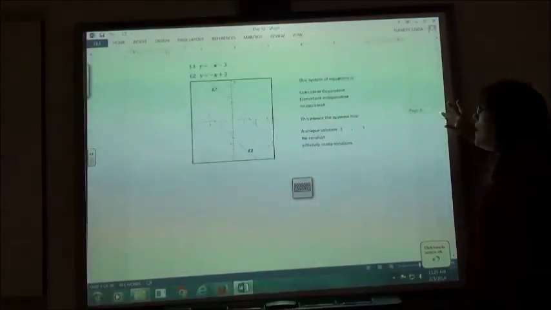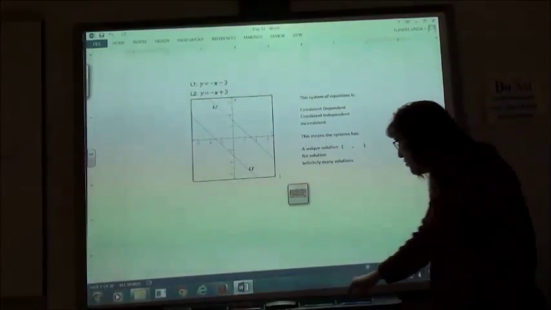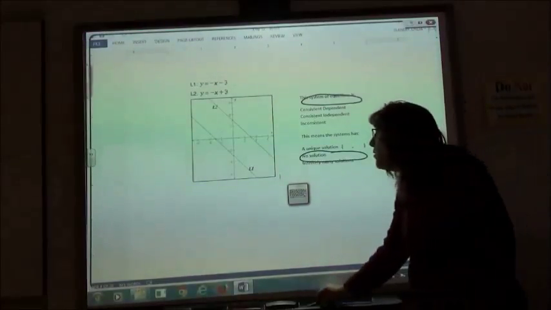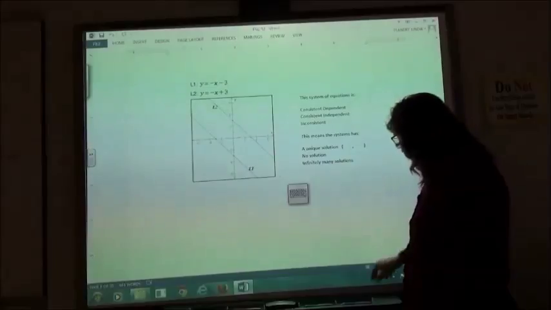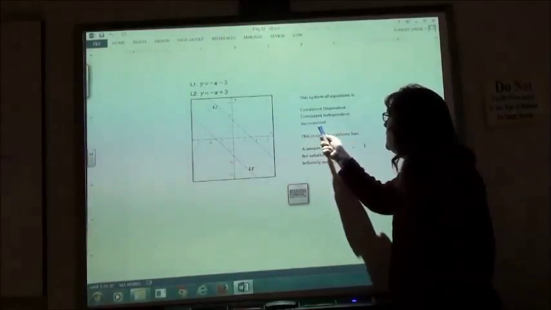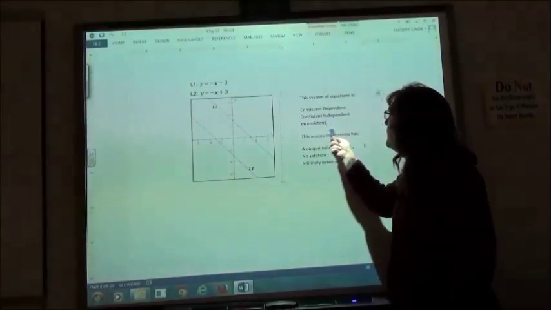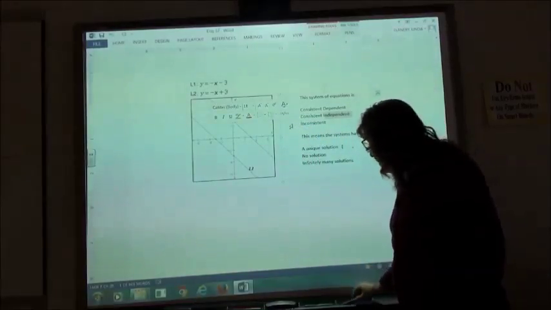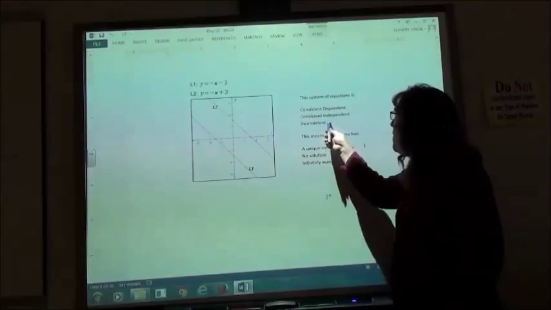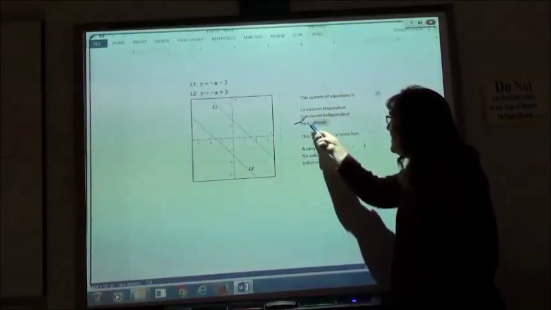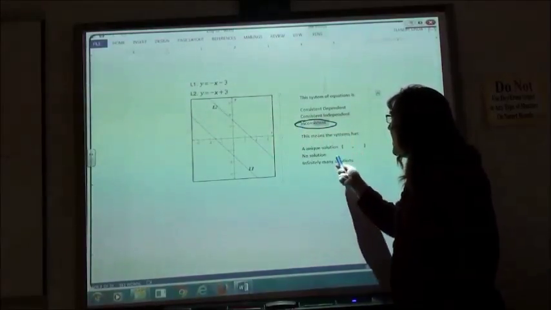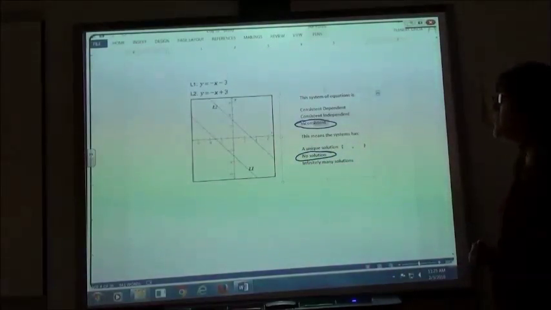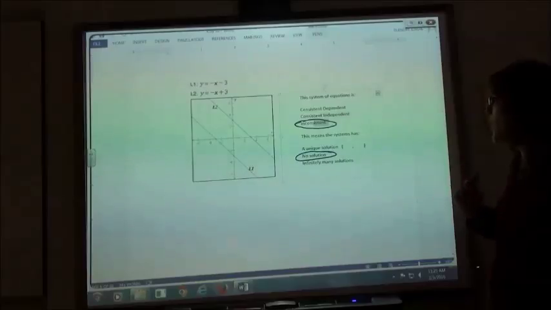And the last one of these kind is the one here where we have those 2 lines that are parallel to each other. If we have 2 lines that are parallel to each other, those are the ones that are inconsistent. Inconsistent, and have no solution. Since those 2 lines are not going to touch each other, my 2 equations won't have anything in common.